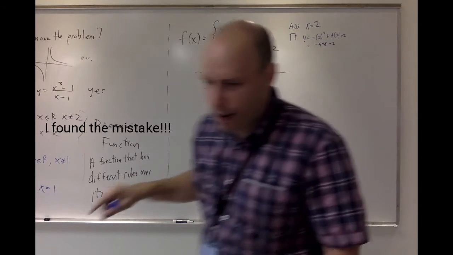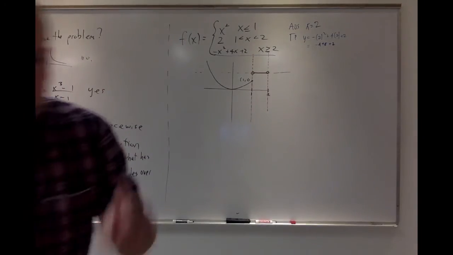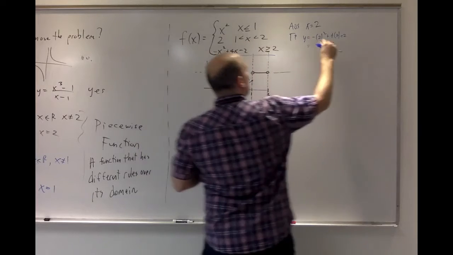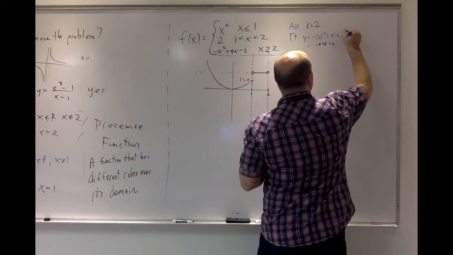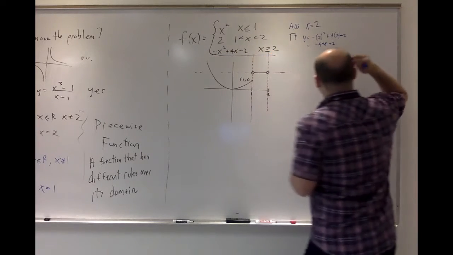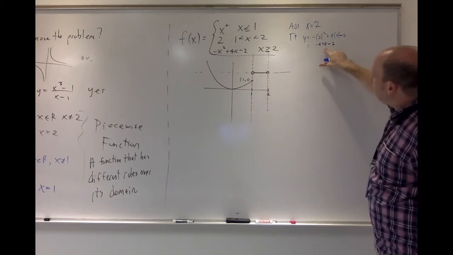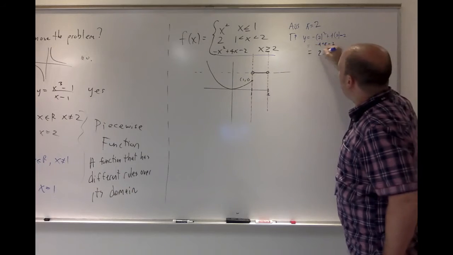Oh, did I make a mistake? Yes, it's minus 2. I apologize. This is out of the book. Sorry. Let's see. Negative 4 plus 8 is 4, minus 2 equals 2.